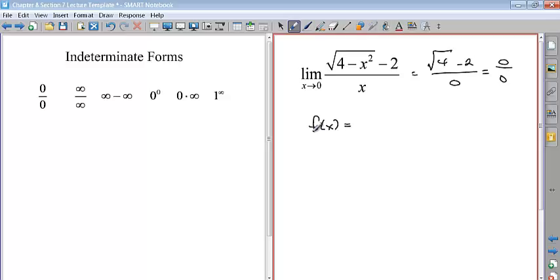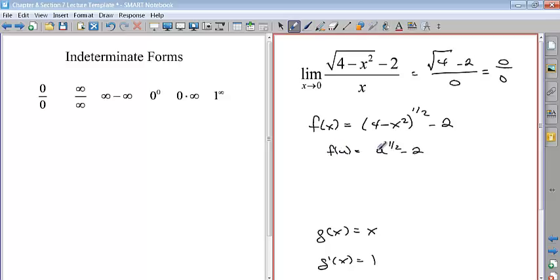So what we do is we call the numerator f of x, and I'm going to rewrite it as a fractional exponent while I'm thinking about it. So you get that, and you get g of x, which is x. So g prime of x, that's the easy one, is 1. And for this, you would use the chain rule. So you would say f of u is u to the 1/2 minus 2. u of x is equal to 4 minus x squared.